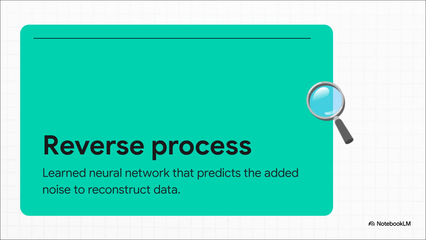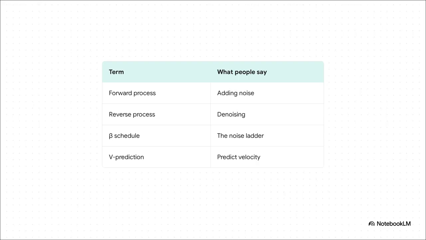We train a neural network, which is usually a U-Net or a transformer, to act as a masterful art restorer. It looks at a noisy image at a specific step and learns to perfectly guess the exact noise that was just added. By predicting that noise and subtracting it out, the network takes a step backwards. Iterate this process from pure static all the way down to step 0, and it perfectly reconstructs stunning data from absolute randomness. It's incredible.